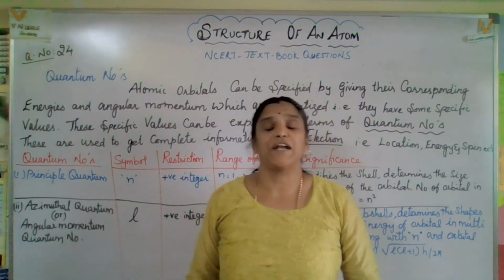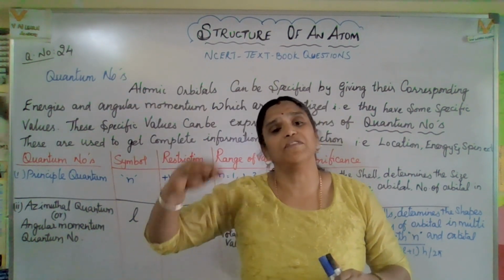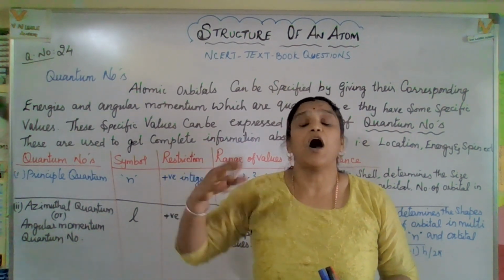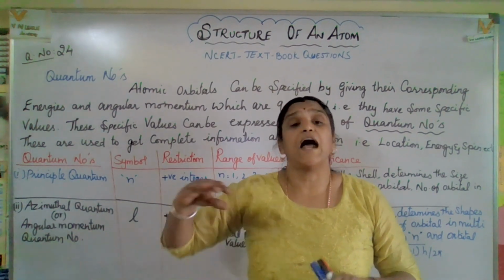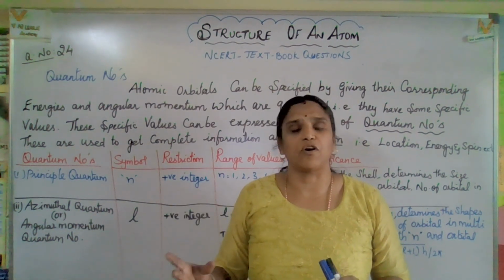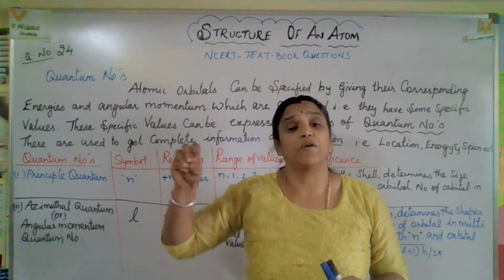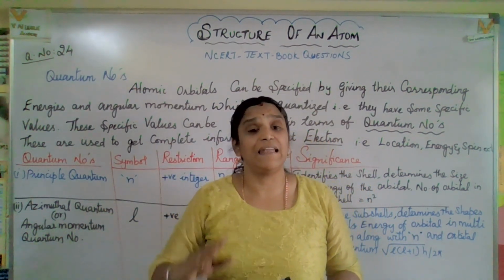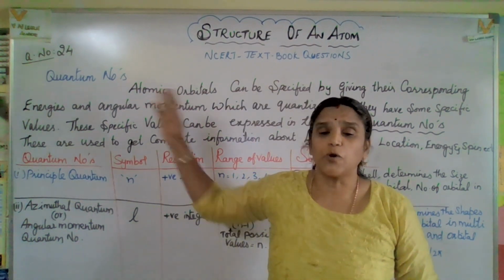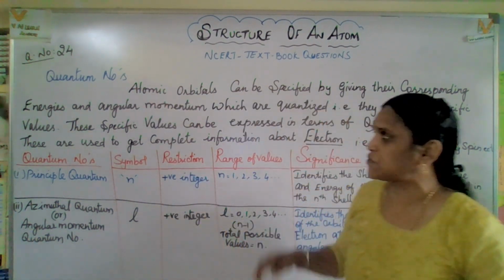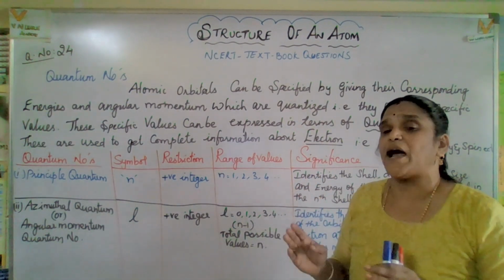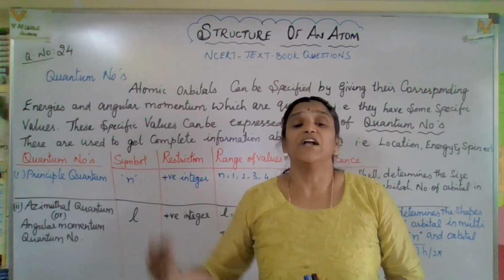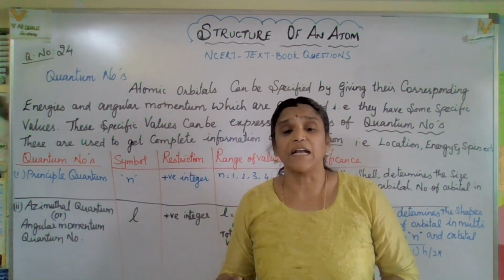From the 24th question onwards, all the quantum number related questions: how the electrons are filling, how to identify those electrons, how many electrons are available, which are the atoms. All those points, let us learn one by one through this concept. Come on, let's go for the first and foremost: quantum. You know very well that we have already learned what quantum means. Now we are coming to the point of quantum numbers.